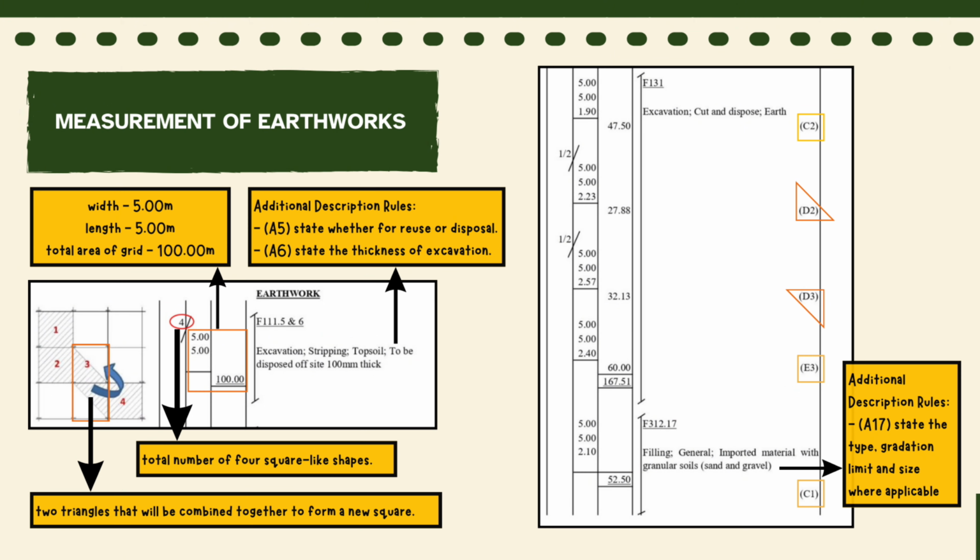Lastly, for the filling work described under code F312.17, it involves adding general imported material, primarily granular soils like sand and gravel, to reach the proposed level. The calculation is done by multiplying the width by the length of the grid and then by the depth of soil that needs to be added. For example, in grid C1, 5 meters width times 5 meter length times 2.10 meter depth will equal the total of 52.50 cubic meters. So that is all for the measurement of work.